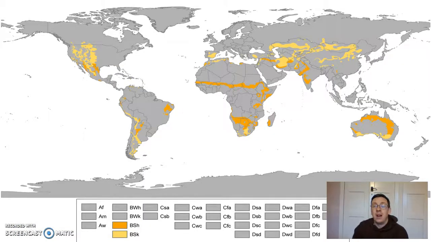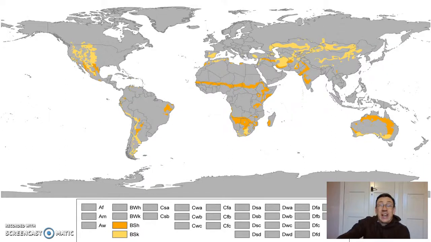So first, where are the semi-arid areas in the world? Now, if you look at this map, you'll see any area that is shaded, and it doesn't matter which particular colour of shading we're talking about here. For our purposes, we're going to be classifying all of these areas as semi-arid. This shows you where these areas are spread around the globe.